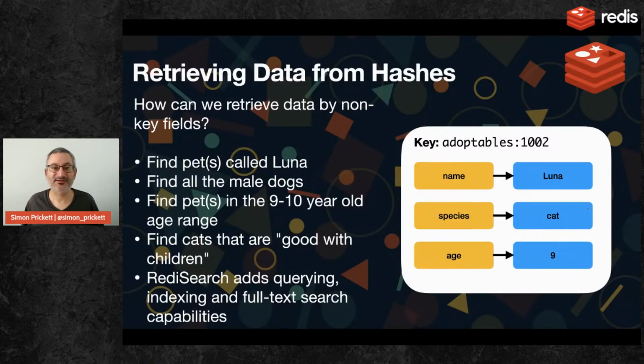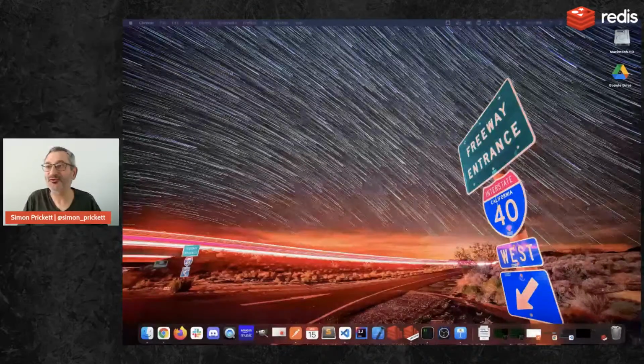So find pets that are 9 to 10 years old and are good with children. This is where RediSearch is going to come in and save us having to build and manage indexes ourselves. It's going to do it for us, and it's going to give us a really clean way of doing that. So that's all the slides I had.